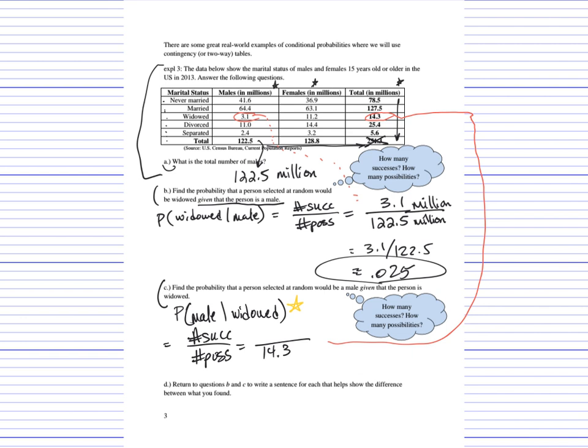How many successes? How many males are also widowed? Well, wasn't that 3.1 we had? Now, if you do that calculation, you're going to get about 0.217. And if you want to think about that as 21.7%, you absolutely could. We're saying that 21.7% of all widows are male. That's a good thing to know.